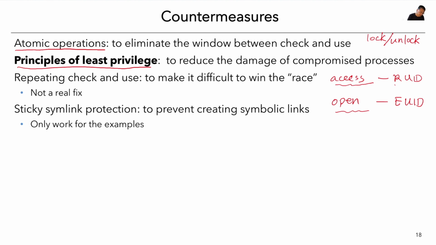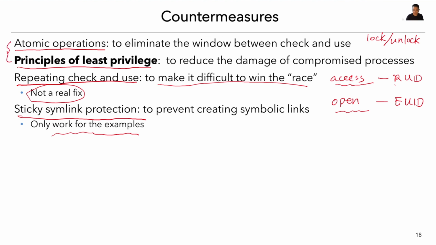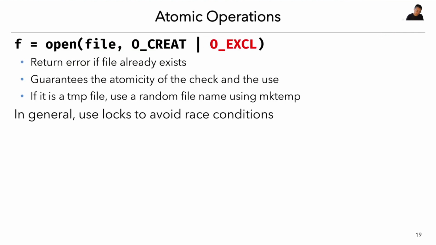We can also repeat the check and use to make it more difficult to win the race. It's not a real fix. We can check the access multiple times, which will reduce the window of vulnerability even further. There is also a sticky symbolic link protection. Again, this is a workaround, not a real fix. The real fix is atomic operation and reducing the permission or privilege.